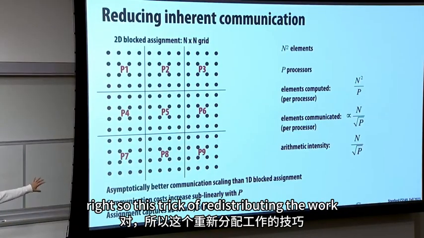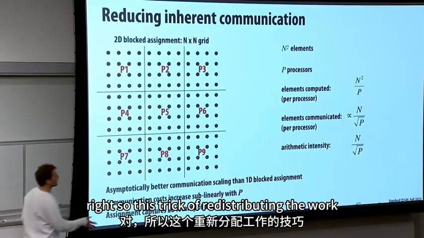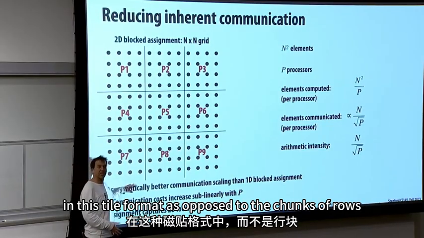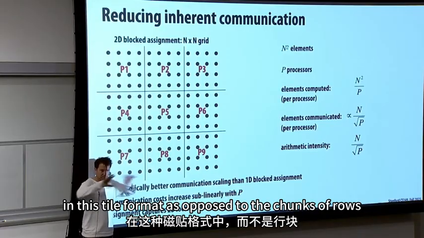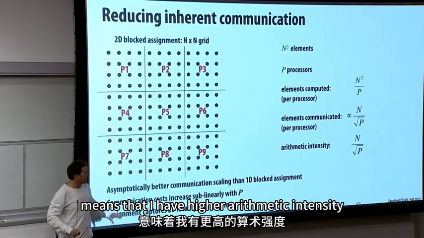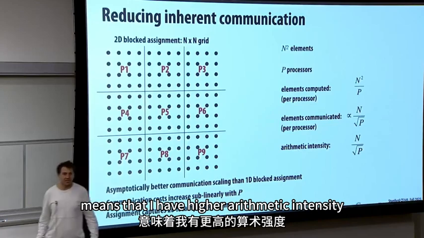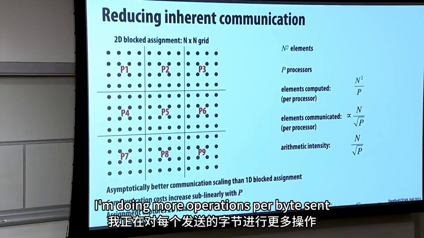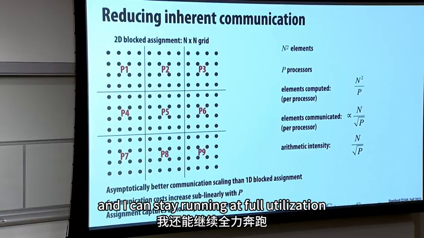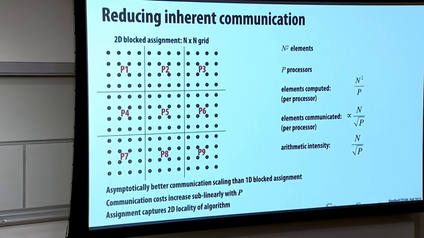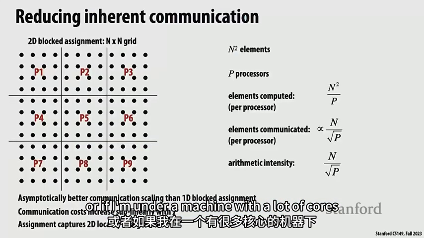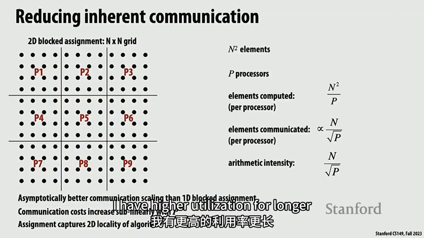Right? So this trick of redistributing the work in this tiled format as opposed to the chunks of rows means that I have higher arithmetic intensity. I'm doing more operations per byte sent, and I can stay running at full utilization with lower memory bandwidth. Or if I'm on a machine with a lot of cores, I have higher utilization for longer.